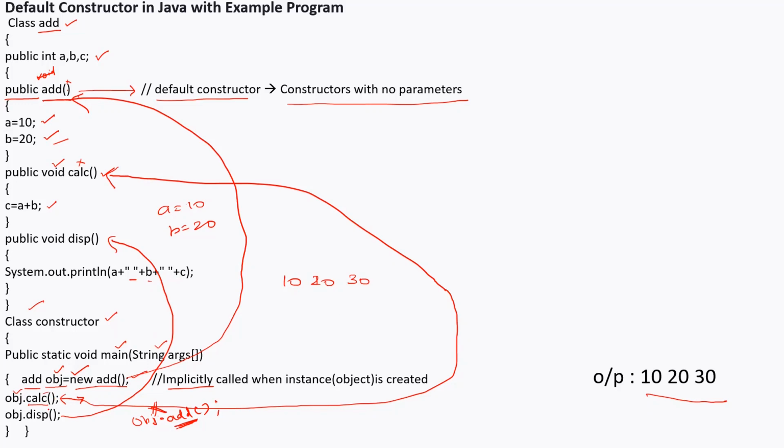This calc is a method and display is a method. Calling that method, this concept is called message passing, because you are passing a message to the method of a class with the help of an object. So this is one thing. And how can you say that this is a default constructor? Because there are no parameters in it. So when there are no parameters, you need to create the object with no parameters in a class. Is that point clear? So this is called a default constructor.